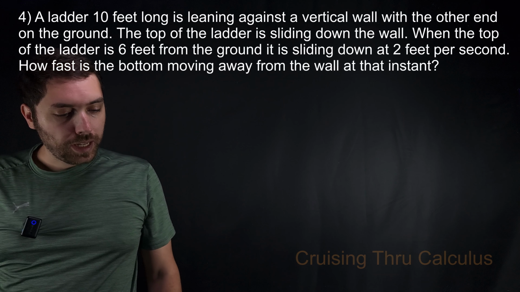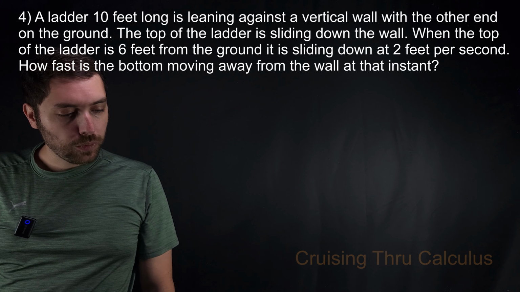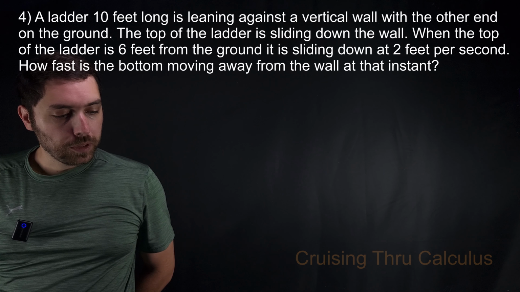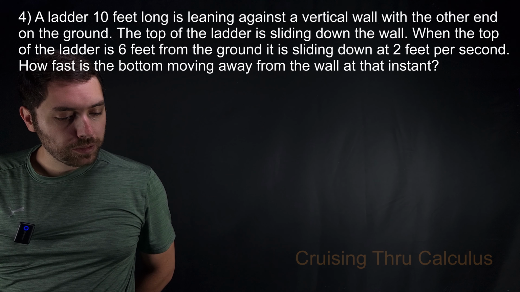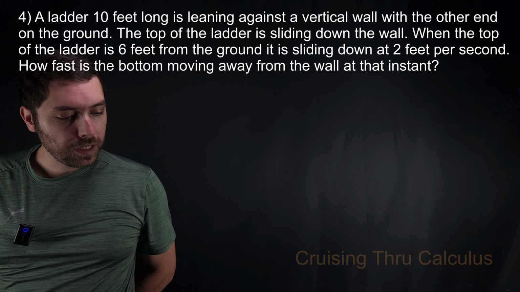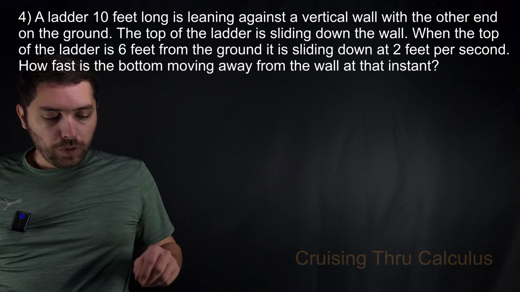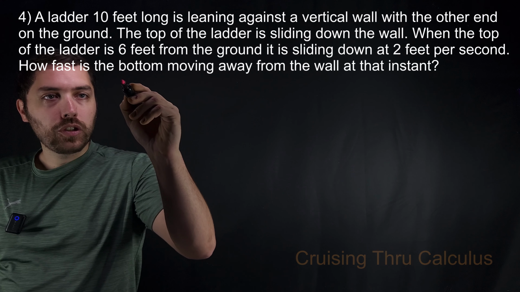This problem says, a ladder 10 feet long is leaning against a vertical wall with the other end on the ground. The top of the ladder is sliding down the wall. When the top of the ladder is 6 feet from the ground, it is sliding down at 2 feet per second. How fast is the bottom moving away from the wall at that instant? Okay, so let's start by drawing a picture.